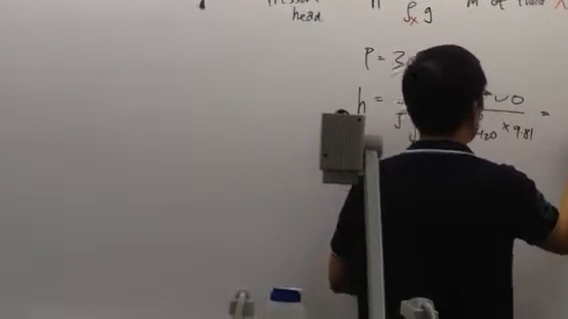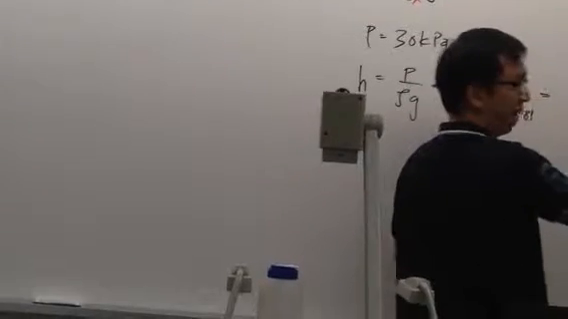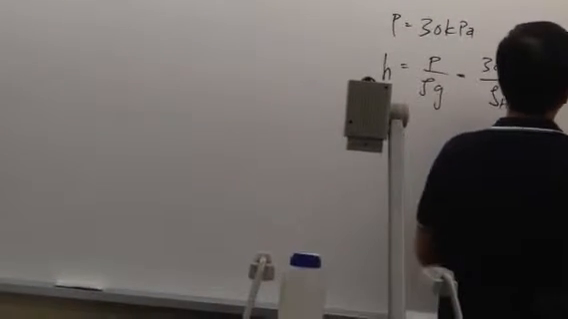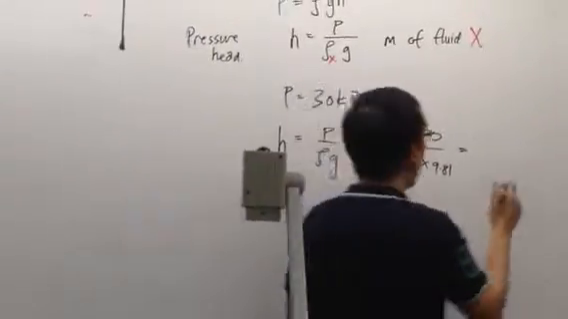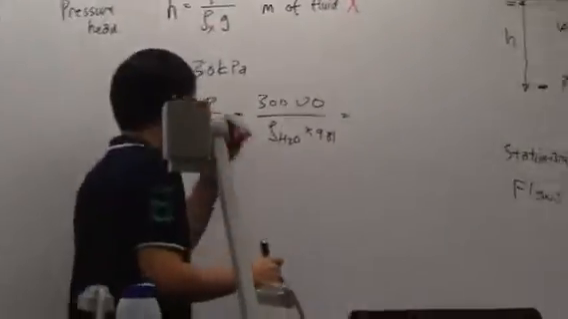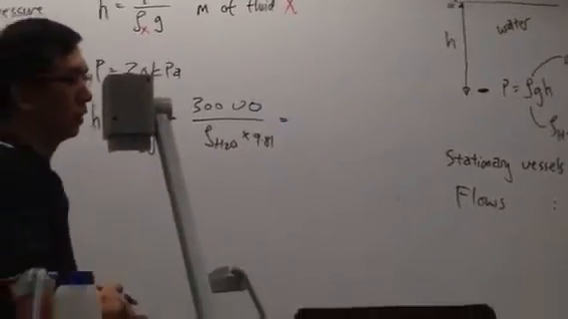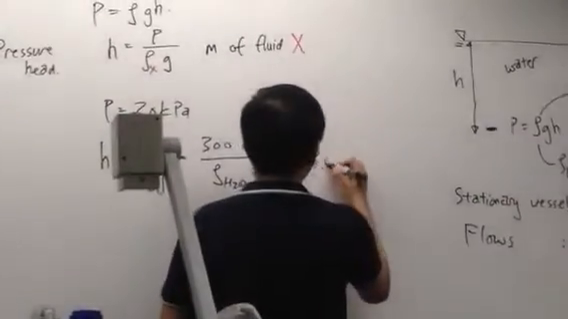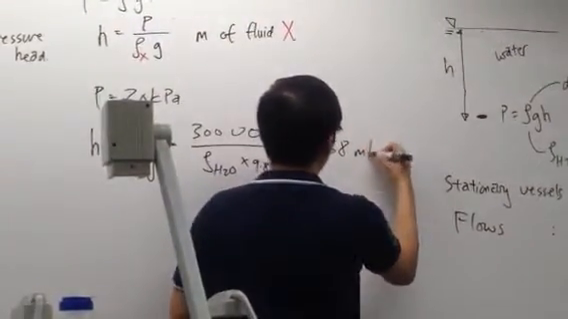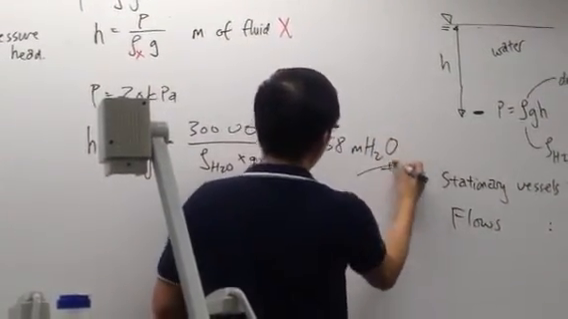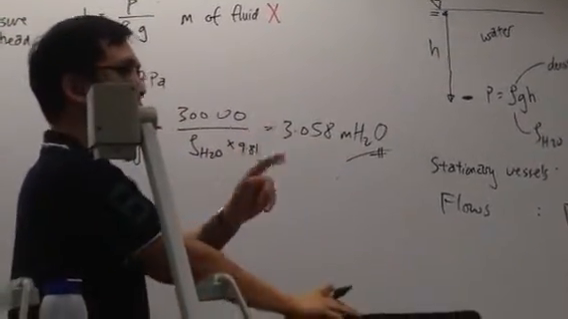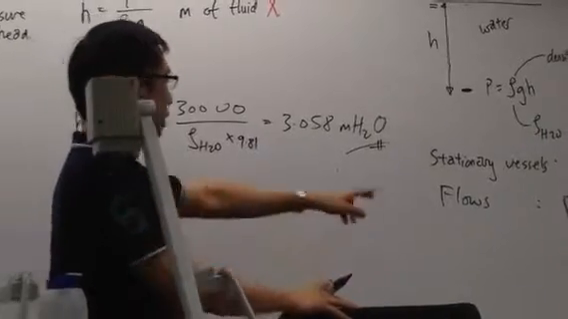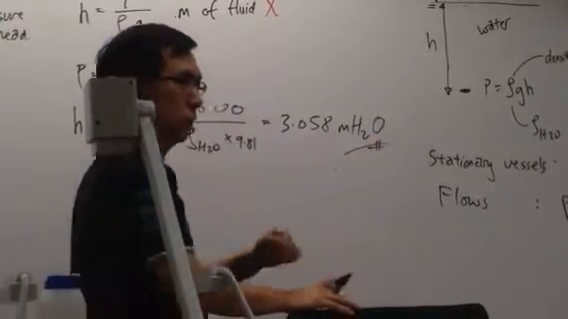So what is the answer? 3.058 meters of water. The unit is this; it's not just meters. Must have the fluid there.